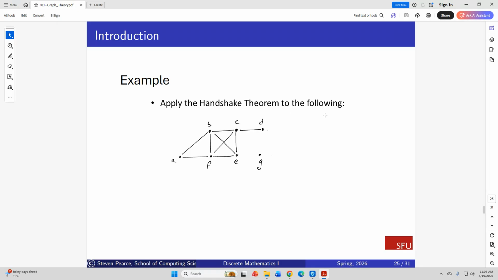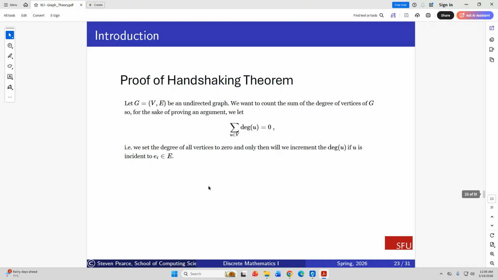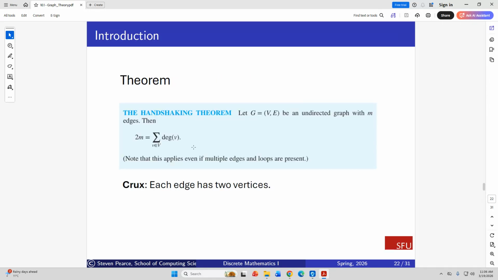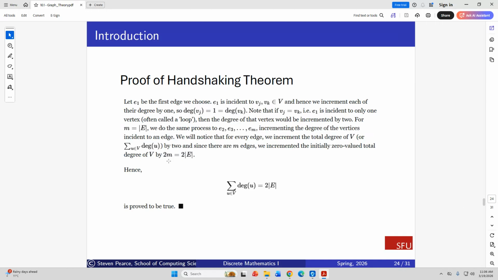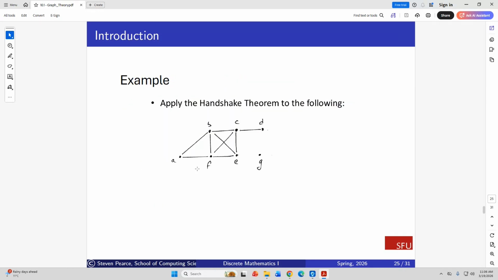So apply the handshake theorem to the following. What do we have here? We want to count the sum of the degrees of the vertices, which should be an even number. That's what it says here. And so what do we have here? 1, 2, 3, 4, 5, 6, 7, 8, 9, 10, 11, 12, 13, 14, 15, 16, 17. Is that right? Oh, 18, I missed one. Okay, you get the idea. The number of edges is 9.